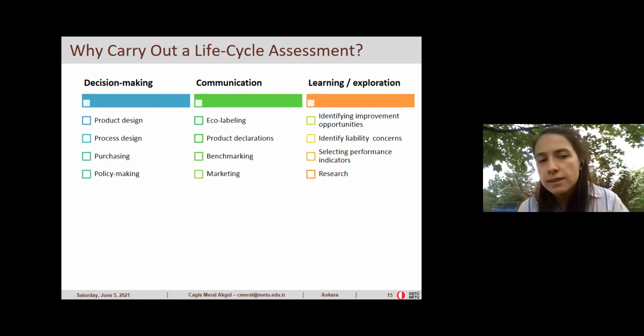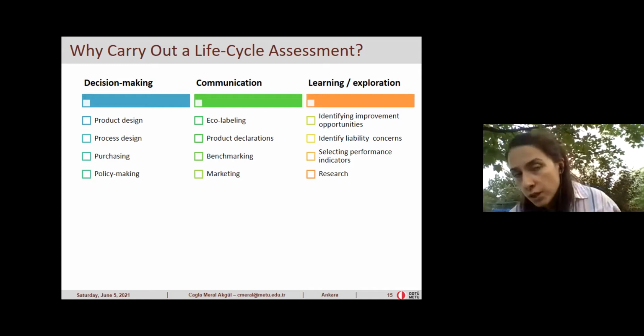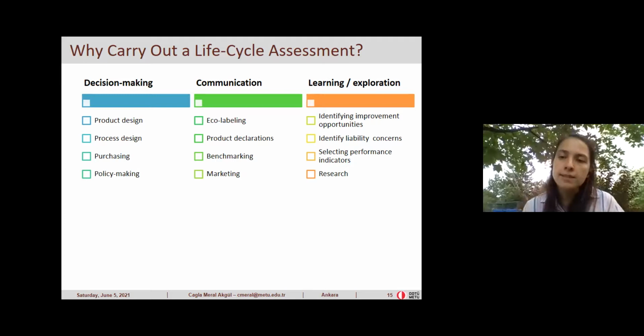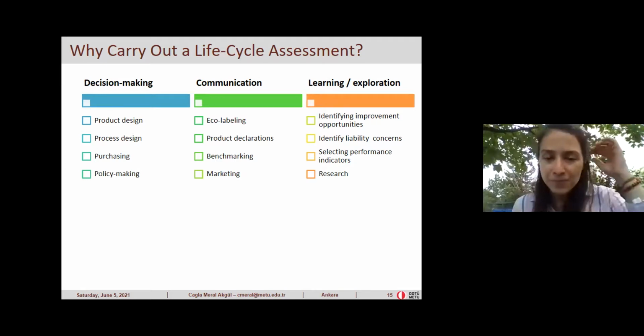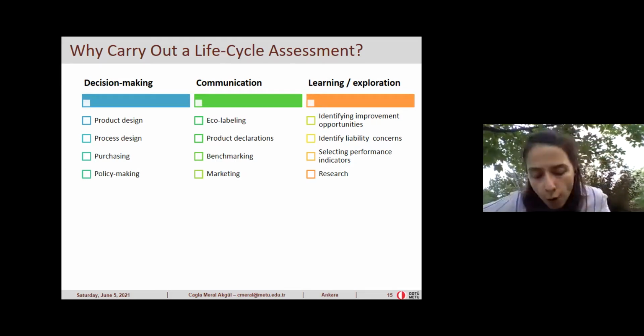The second reason why you would carry out a life cycle assessment is communication. Basically, you want to market your product. If you green your product, you can market it more easily. You can market it as environmentally more friendly. You can also use this for benchmarking.